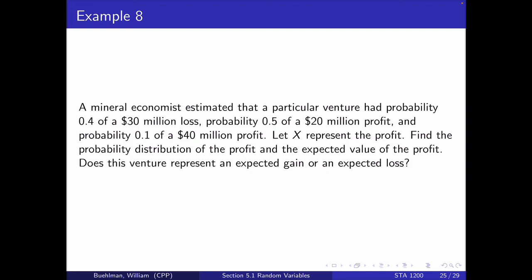Example 8. A mineral economist estimated that a particular venture has a probability of 0.4 of a $30 million loss, a probability of 0.5 of a $20 million profit, and a probability of 0.1 of a $40 million profit. Let x represent the profit. Find the probability distribution of the profit and the expected value of the profit. Does this venture represent an expected gain or an expected loss?